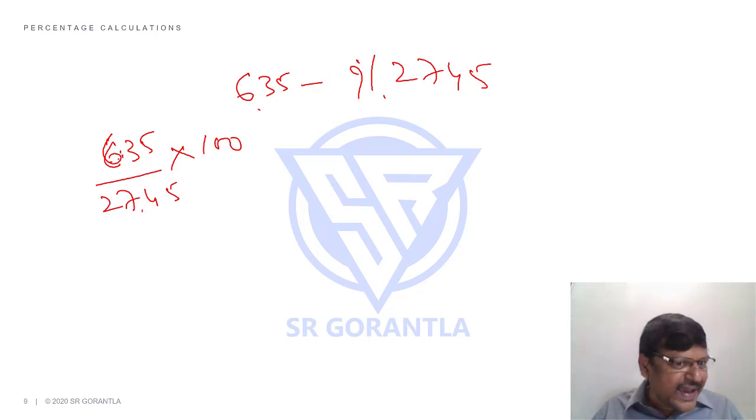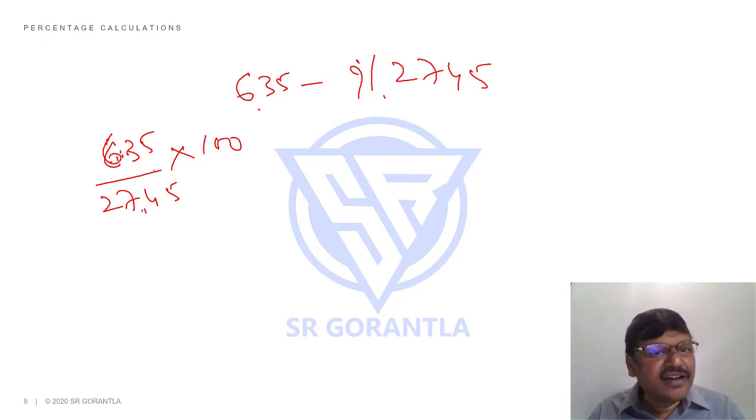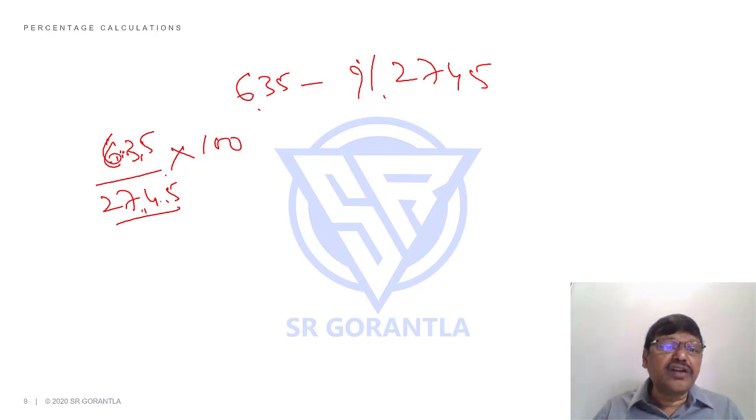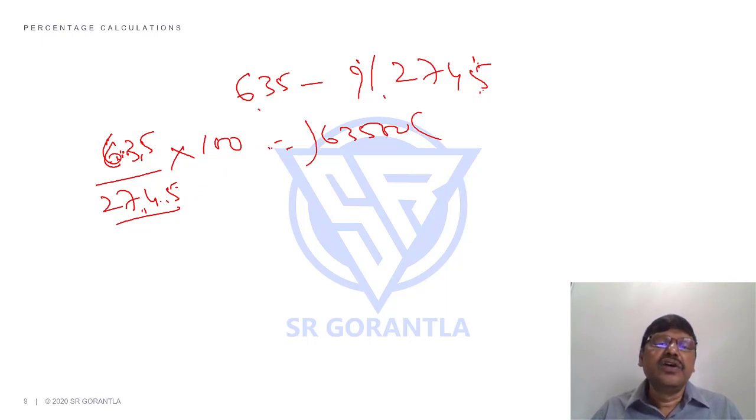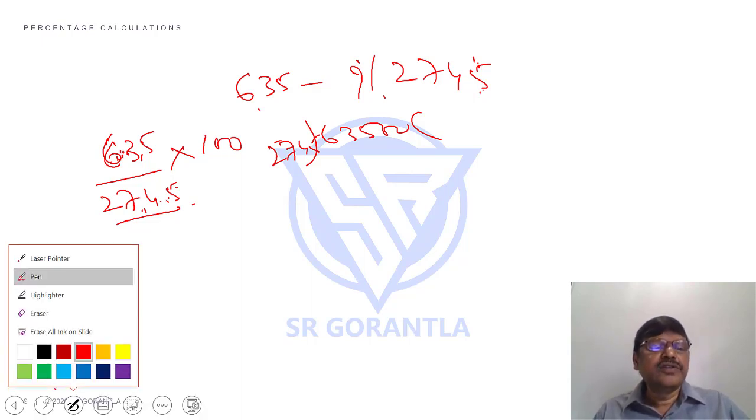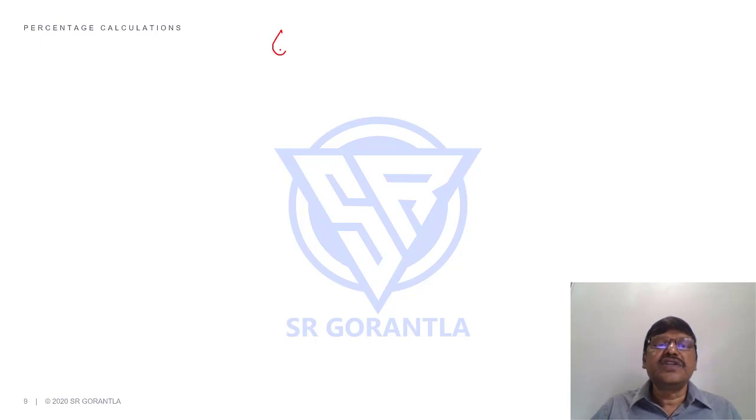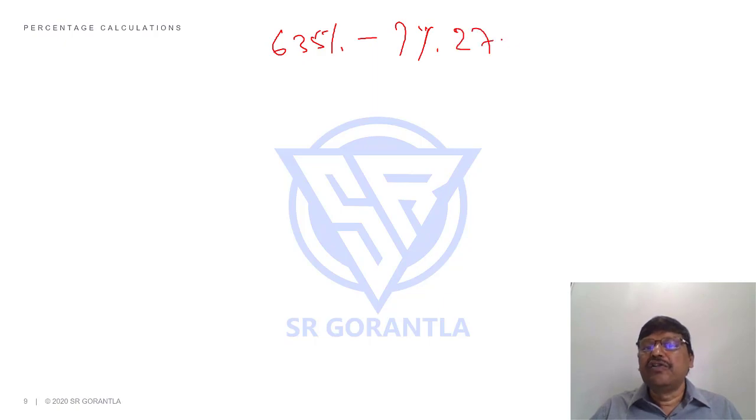Students, sometimes this may not get cancelled. Here also it may not get cancelled completely. Suppose luckily for you, one 5 will go. Sometimes even that 5 will not go. Then what you will do, suppose if I say 2741 and nothing gets cancelled, then what you have to do, you will write 635 into 100 and then divide this with 2745. If it is not getting cancelled, you do division like this. That will take too much time, students. We cannot afford to do like this. So then how are we going to do this? Let's see. What's my question? 635 is how much percentage of 2745? Is that right?